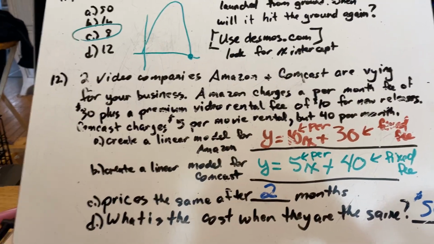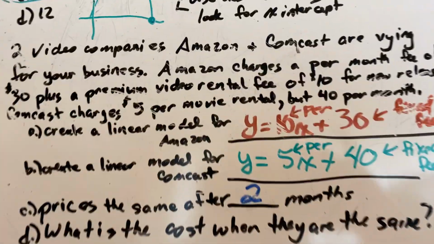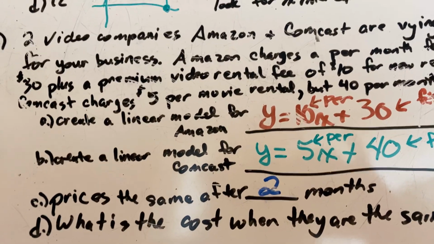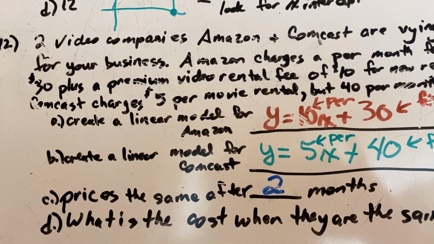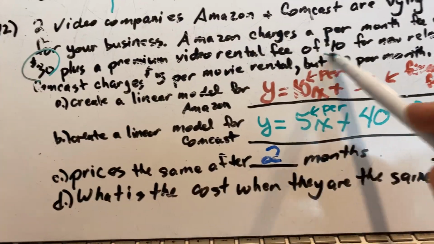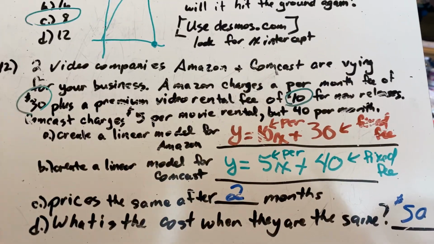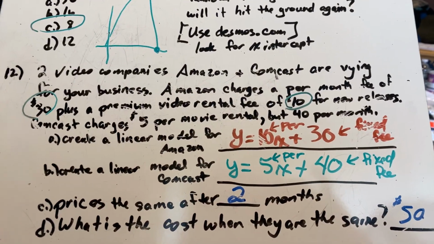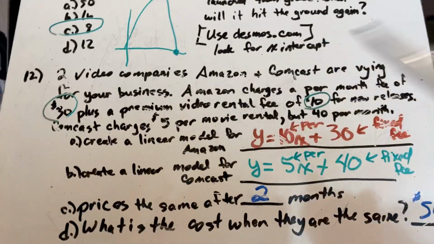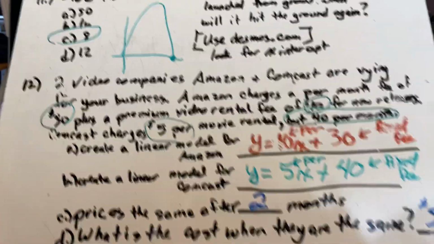There are 2 video companies, Amazon and Comcast, that are vying for your business. That means they want you, they want your money. Amazon's charging a per month fee of $30 plus a premium video rental fee of $10. So again, I usually like to circle that because that's important information. Again, this is totally hypothetical. No disrespect to either company. I thought you would know them. So for new releases, Comcast charges $5 per movie rental, but they charge $40 per month as a service fee.